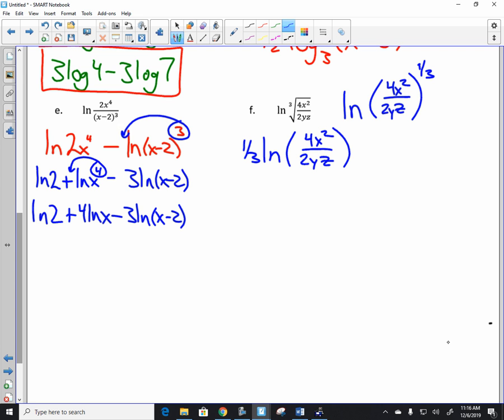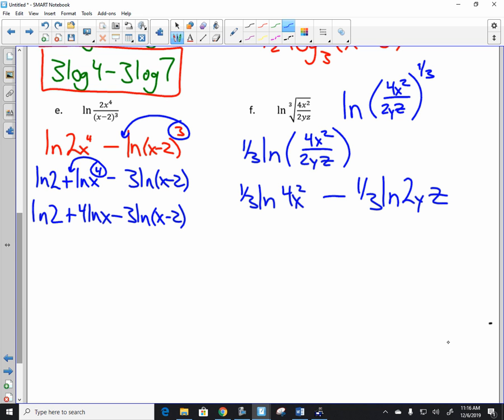Okay, does everybody agree that that's where we start? Now what's the next step? Undo the division. 1/3 natural log of 4x squared minus 1/3 natural log of 2yz. Everybody get there? Okay, let's look at this guy.